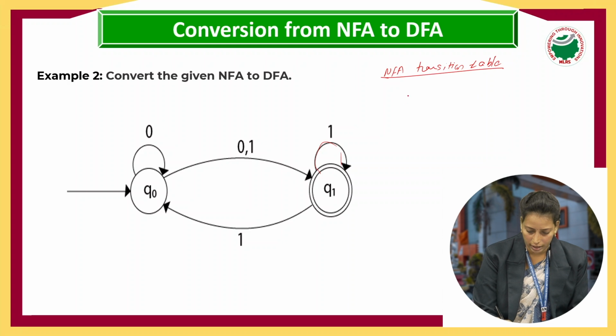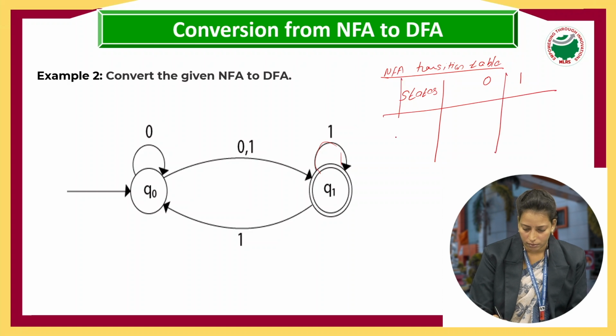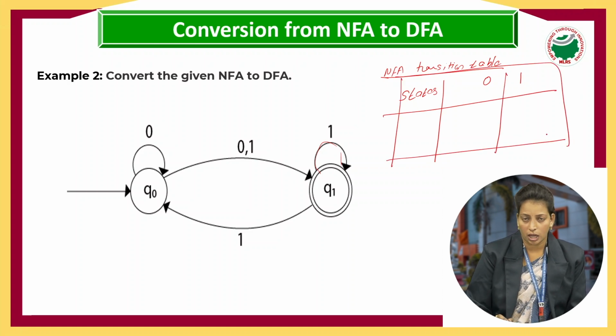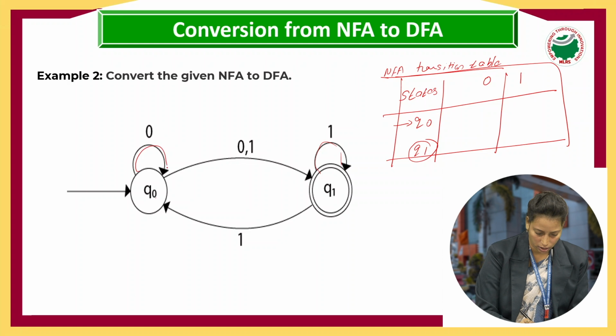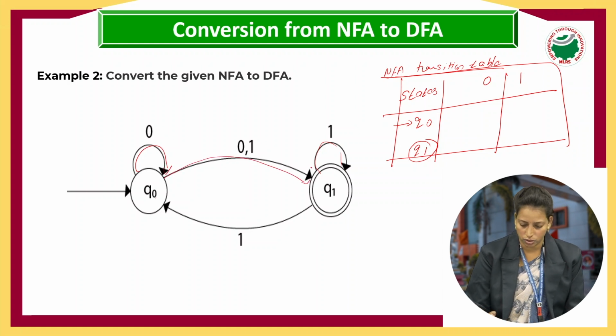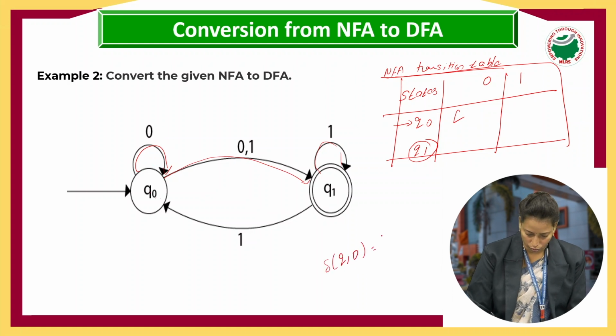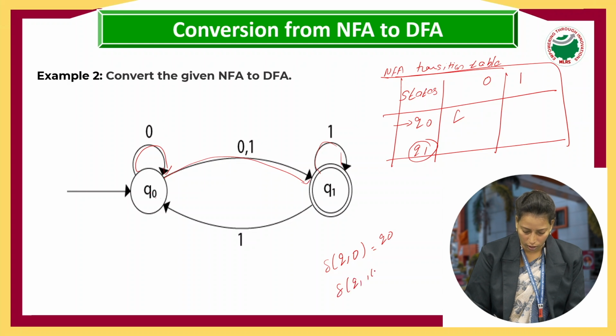Right? So the states, input symbols are 0 comma 1. There are only two states, Q0 and Q1. Q0 is the initial state, Q1 is the final state, right? So delta of Q0 of 0 moves to either Q0 or Q1. That means Q0 union Q1, which means Q0 comma Q1.